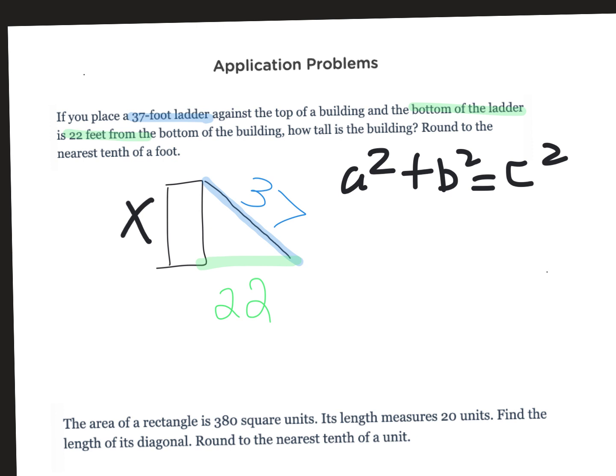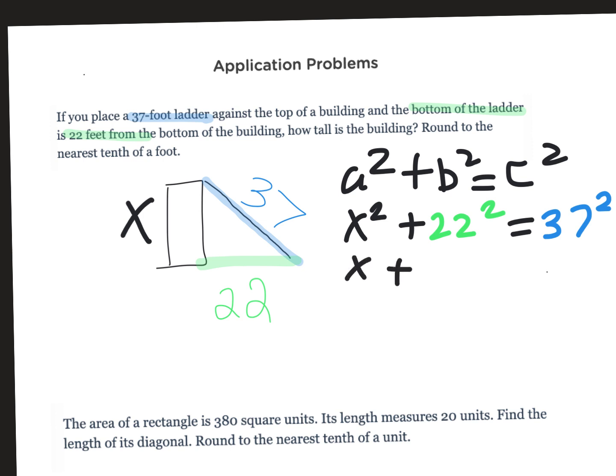Does it matter what I substitute in there for A and B? Nope. So I'm just going to put x squared in for A, and I'm going to put 22 squared in for B. But 37 has to be your hypotenuse because that is the longest side. I've gone ahead and, for the sake of time, done our calculations already. So you'll have x squared, 22 squared is 484, and then 37 squared is 1369.